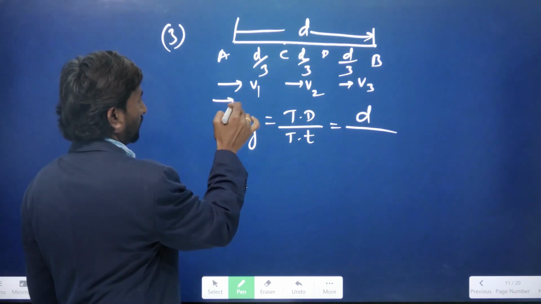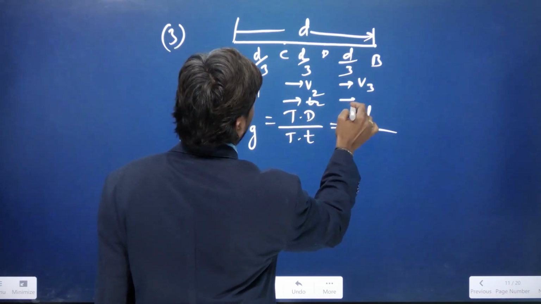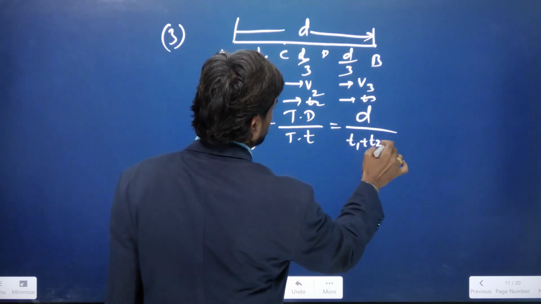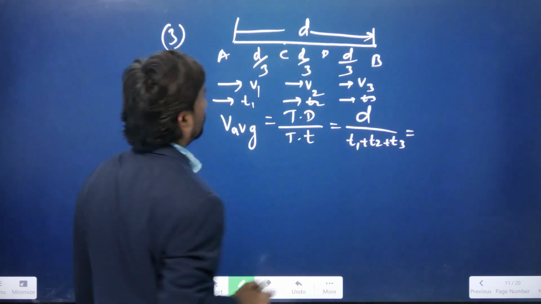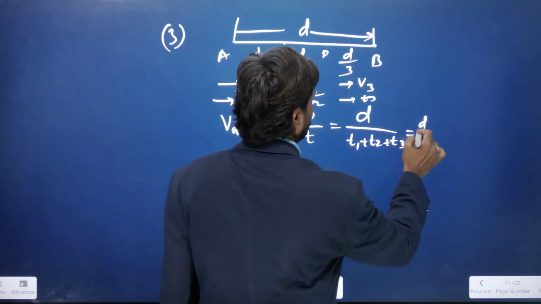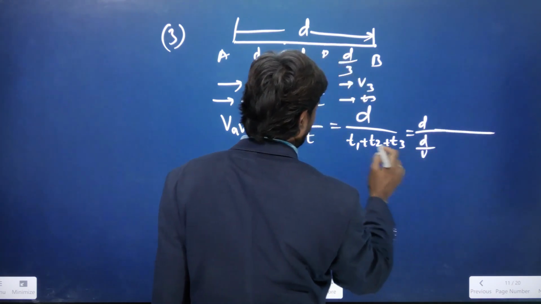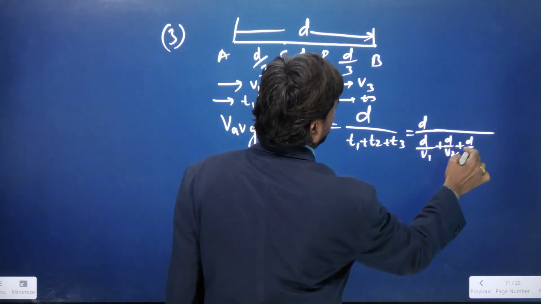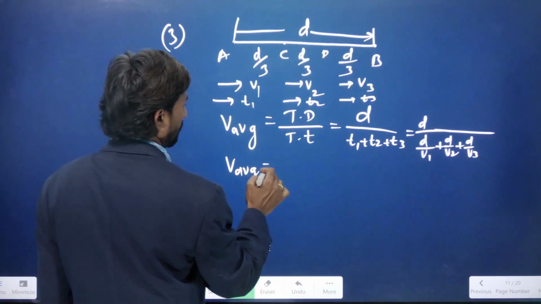From A to C it takes a time T1, C to D it takes a time T2, and from D to B it takes time T3. So the total time we can write as T1 plus T2 plus T3. If you write the T1, T2, T3 values in terms of distance and speed, we get D whole divided by D by V1 plus D by V2 plus D by V3.